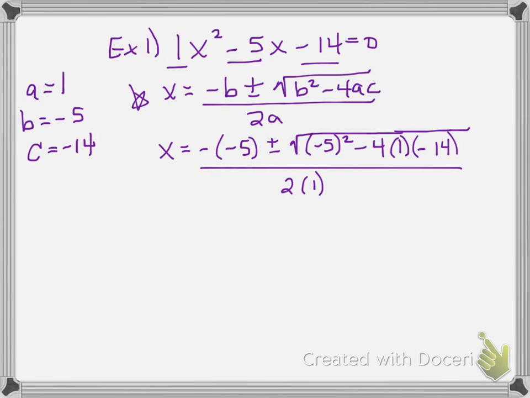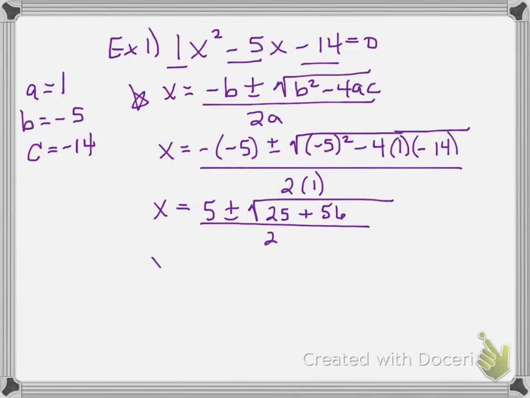Okay, now all I have to do is simplify this using order of operations. Two negatives makes a positive, so I'm going to start with that. So negative 5 is just 5, plus or minus the square root. Negative 5 squared is negative 5 times negative 5, which is 25. Two negatives make a positive. And then negative 4 times negative 14 times 1 is positive 56. Sorry. Okay. All over 2 times 1 is 2.